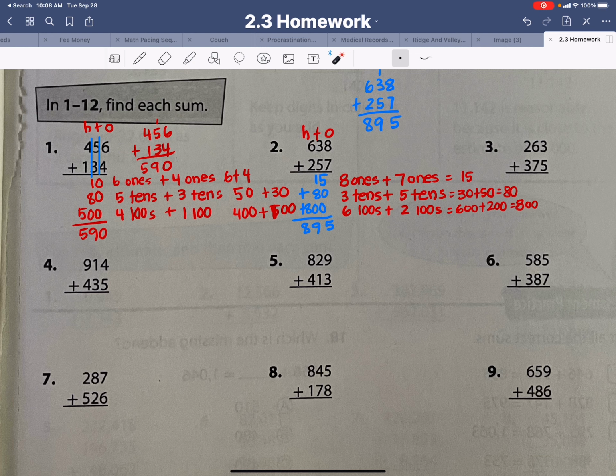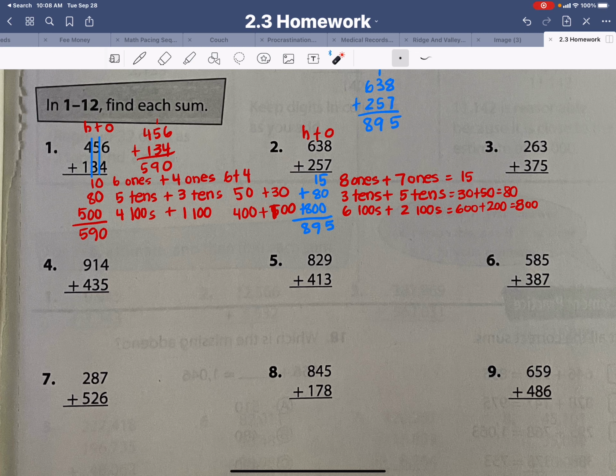All right, so number 2, the first thing we do is we label ones, tens, and hundreds. All right, and now we add 8 ones plus 7 ones. So 8 ones goes here, plus 7 ones. 8 plus 7 is 15, so I write 15 here. And then we look at our tens, and we say 3 tens plus 5 tens, and then I write 3 tens plus 5 tens. So 3 times 10 is 30. 5 times 10 is 50.